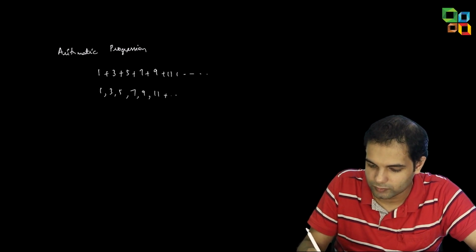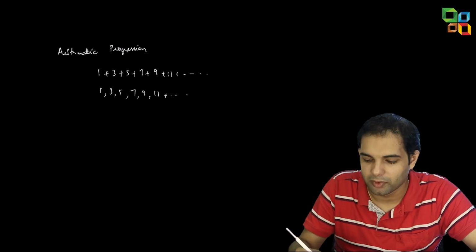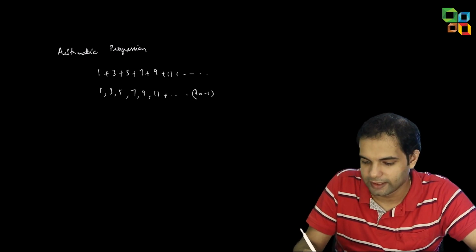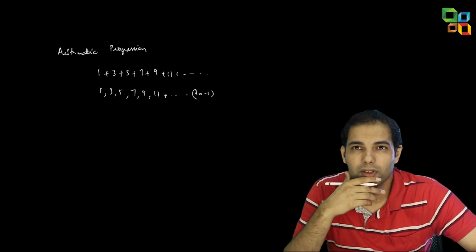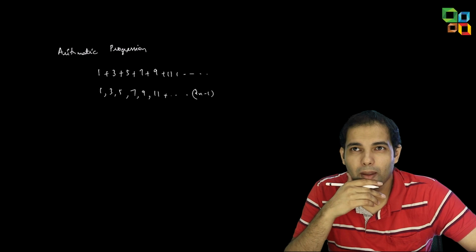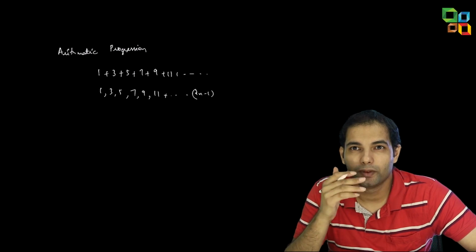So on, up to, you can write the general term if you want. I can directly write, we'll see how to write this directly. Anyways, fine. So is it clear what is arithmetic progression?